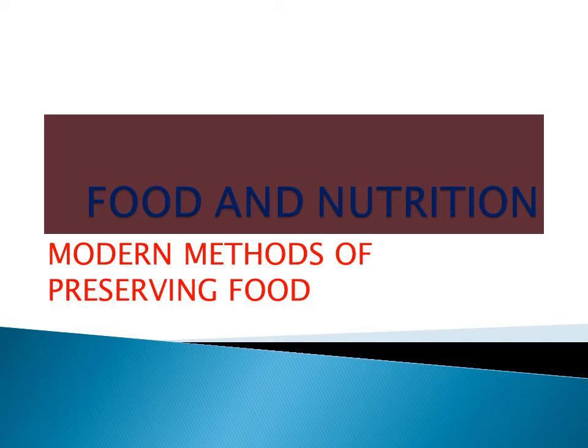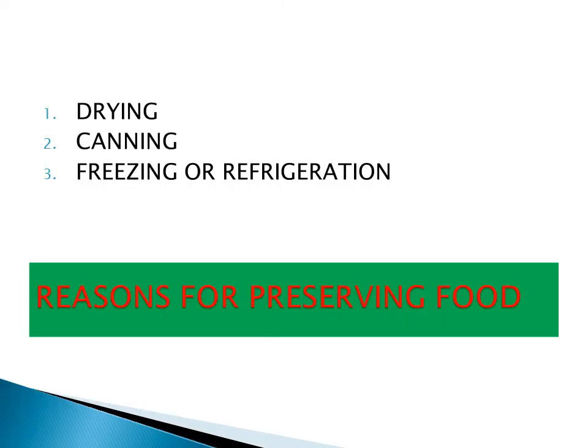Pupils, modern methods of preserving food. These are methods used nowadays for preserving food. In these methods, technology is used in preserving food. Pupils, examples of the modern methods of preserving food are drying, canning, and freezing, also known as refrigeration. Number 1, drying.